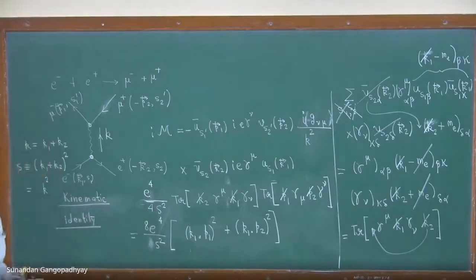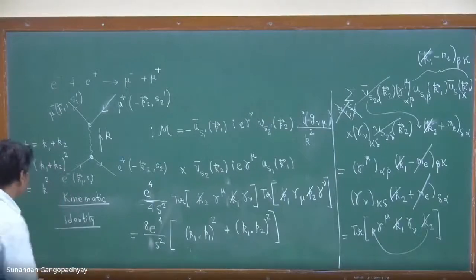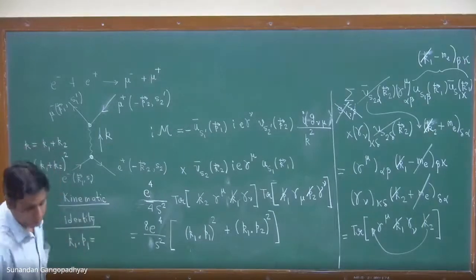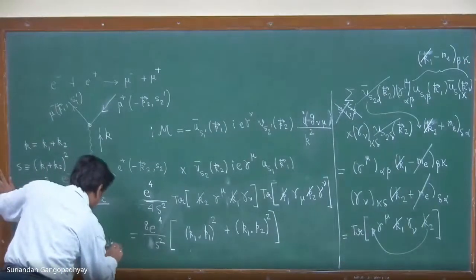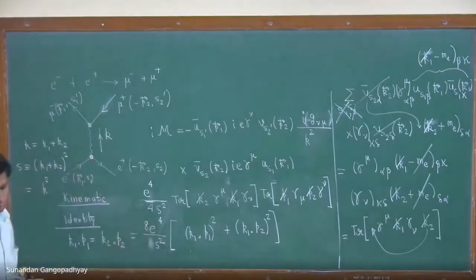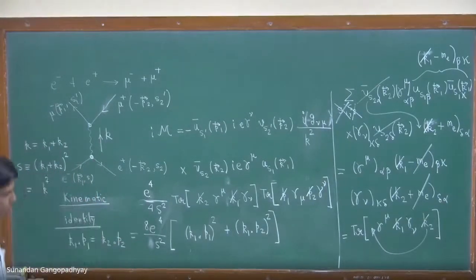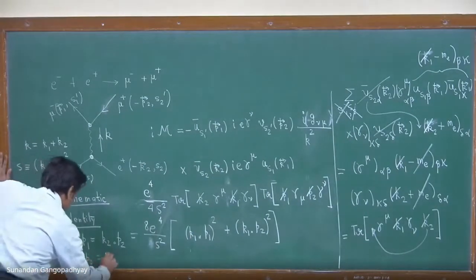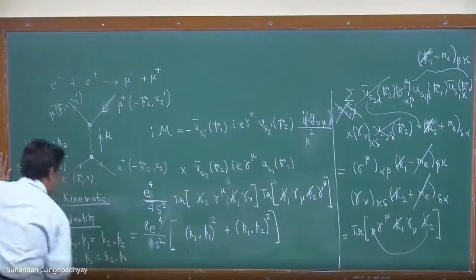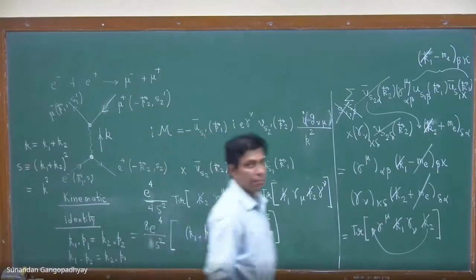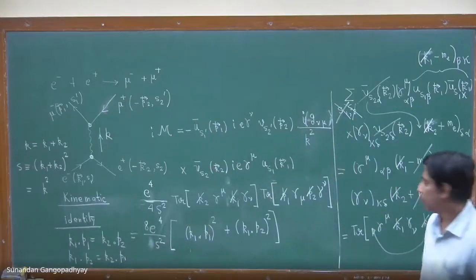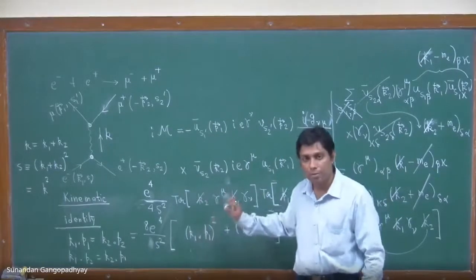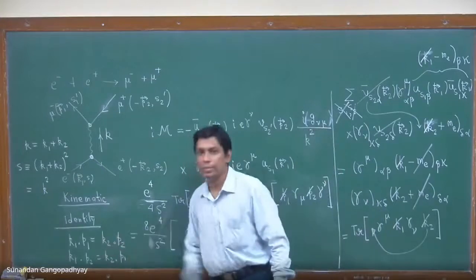you need to use this kinematic identity, which is K1 dot P1 is equal to K2 dot P2. This is one kinematic identity, and similarly K1 dot P2 is equal to K2 dot P1. So if you use this identity, you will end up with this expression. So first you use the formula for the trace of the product of 4 gamma matrices, calculate the trace, and then use this kinematic identity.